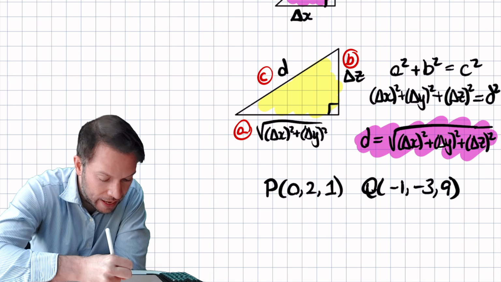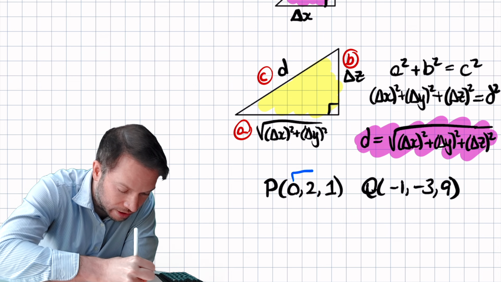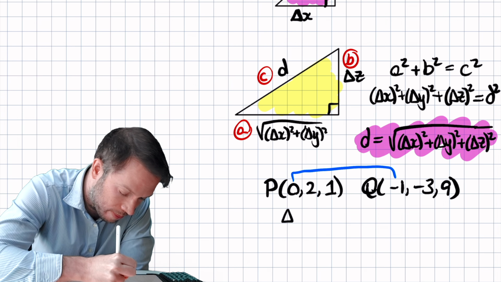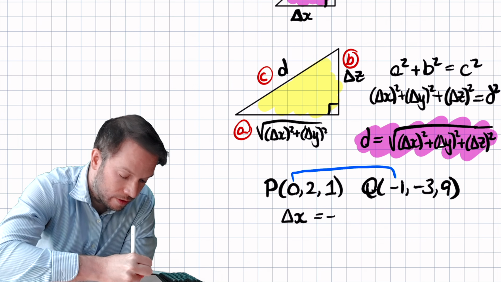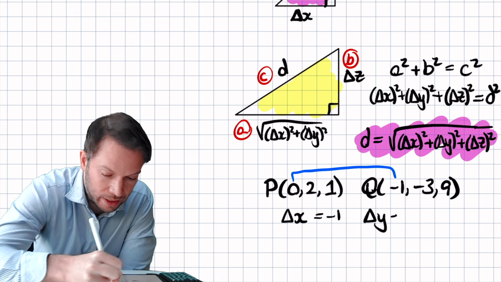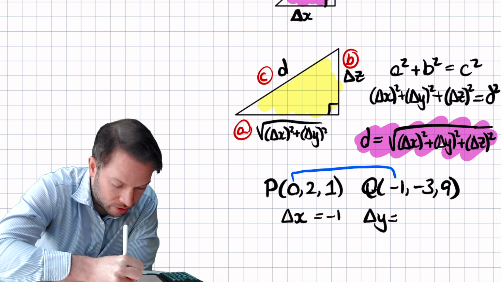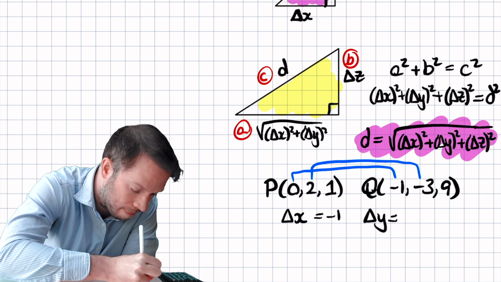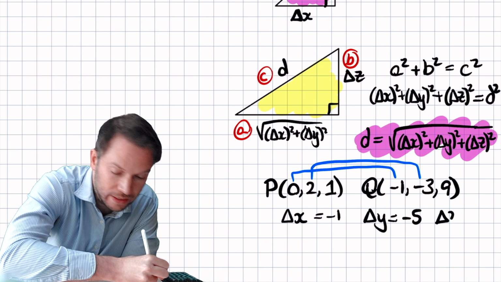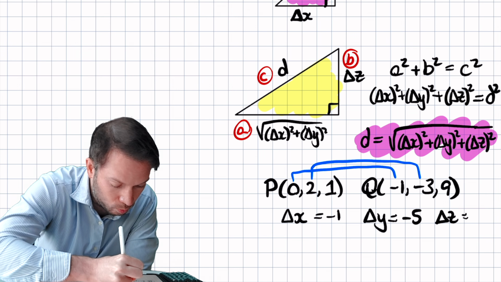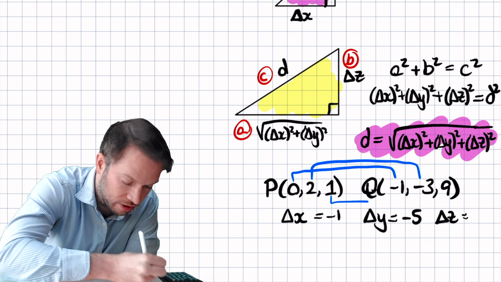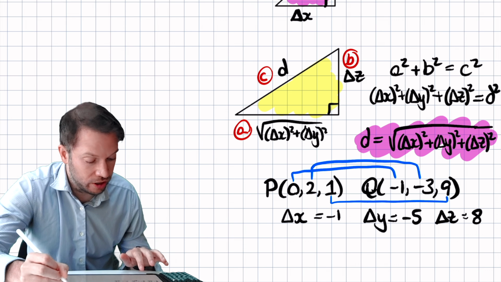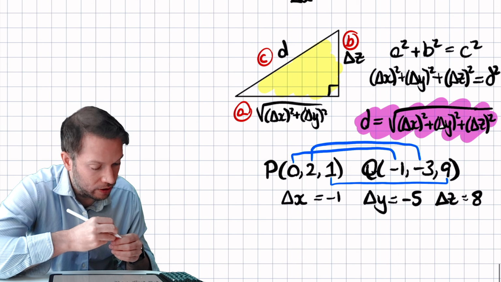Now the change in x is what we're getting to go from 0 to -1. So the change in x is equal to -1. The change in y is what we need to get from this y value to this y value. So you can see it's going down by 5. And the change in z is the change from the 1 to the 9, which is going up by 8. So there we go, that's a change in z. And now we can use our formula above, the one highlighted in purple.